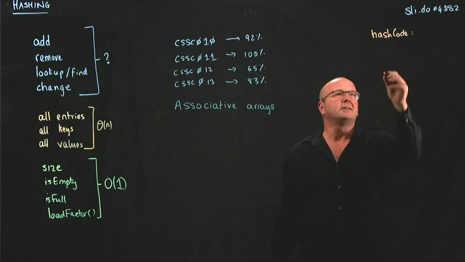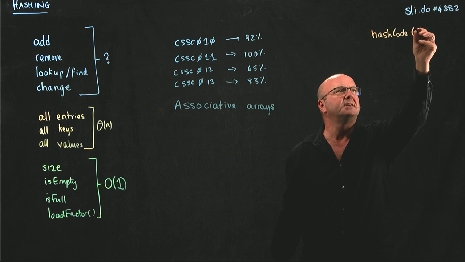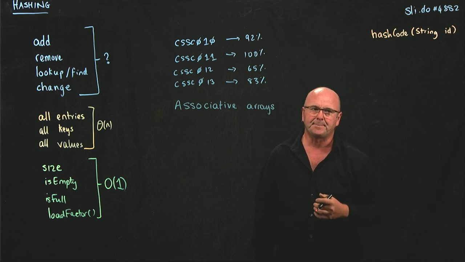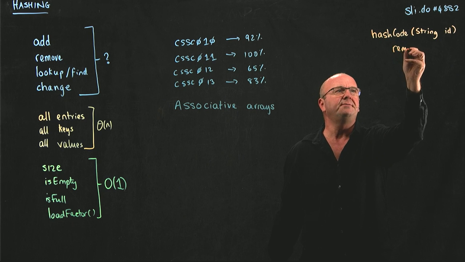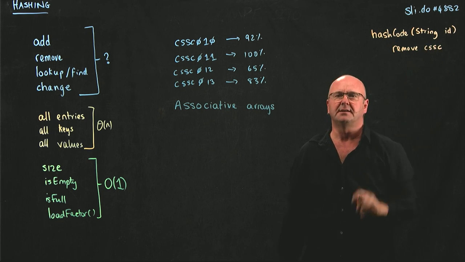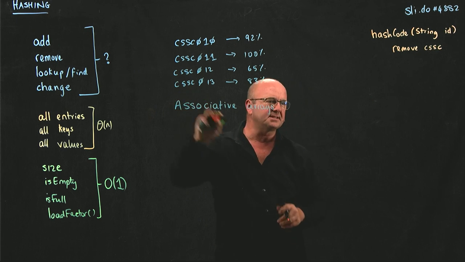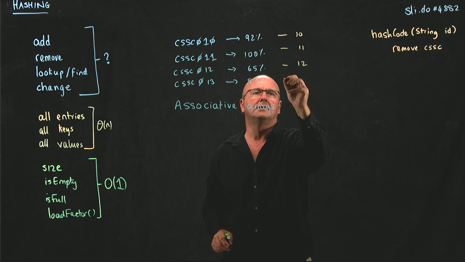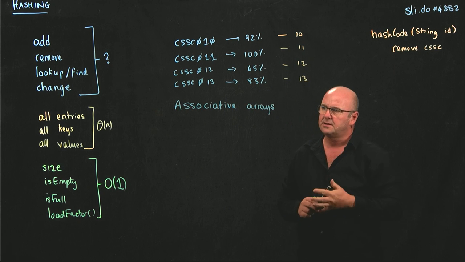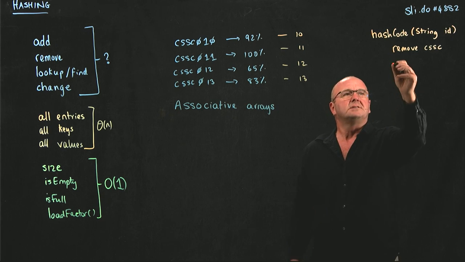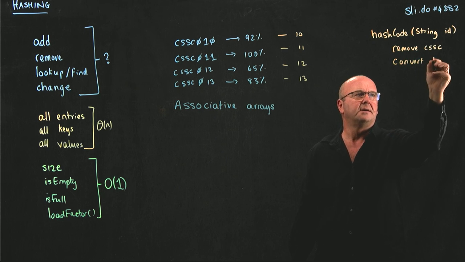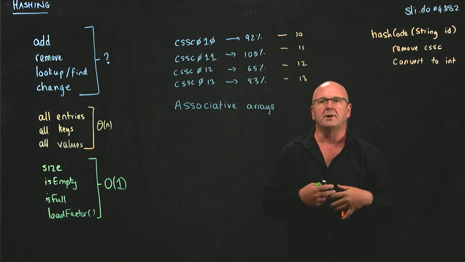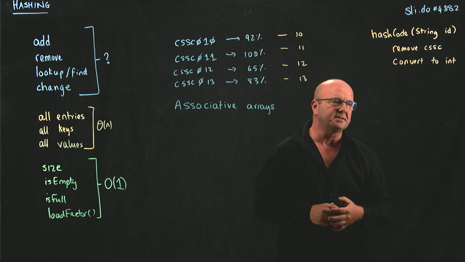What I'm going to do is start with your ID. I'll pass in a string, which is your ID, your CSSC number. And I'm going to remove the CSSC part. What that leaves me is a bunch of numbers, right? So if I convert that to an integer using one of the parseInt methods, for example.